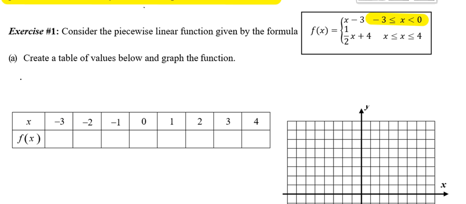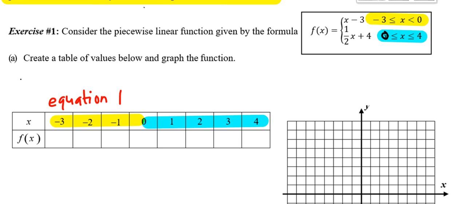On my table, the portion that's in yellow deals with equation 1. Then I look at the second equation, and for the domain, let's change this extra x to a 0. So my domain for the second one sits between 0 and +4. So I want the values 0 to 4.